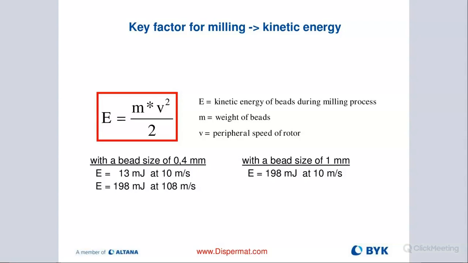So here is the formula for kinetic energy, how to calculate that, if you want to write that down. Weight of the beads times the square of the peripheral speed or tip speed of our rotor, divided by 2. That will be the energy, or kinetic energy, of the beads during the milling process.